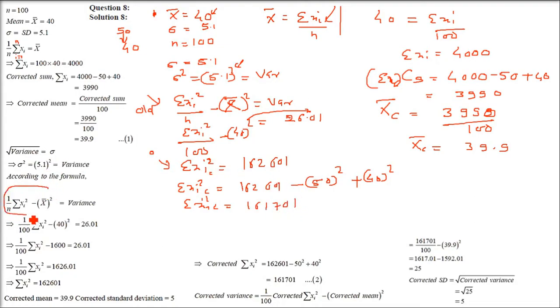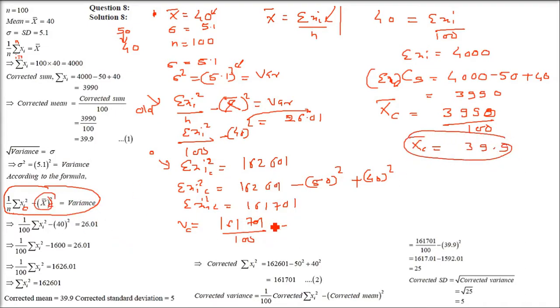Now again we are applying this formula. All the values we are going to put are the corrected ones, and we are going to get the corrected variance. So the corrected variance will be sigma xi square corrected, 161701, divided by n, which doesn't change, it's 100 only, minus x bar whole square. As I told you, I will use the corrected one, so 39.9 whole square. When you solve it, you get the corrected variance, which is 25.